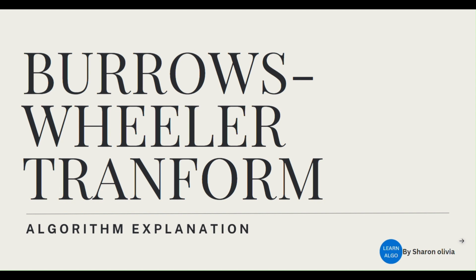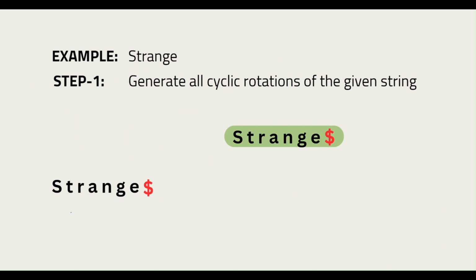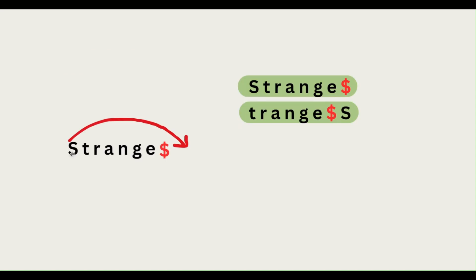Let's understand this with an example. For now, I have taken the example of the word strange. This is a string. So first, let's generate all the cyclic rotations of the given string. Cyclic rotation is nothing but taking the first character of the string to the end of the string and repeating this process until the end of the string is reached. Here the dollar symbol is used to represent the end of the string.